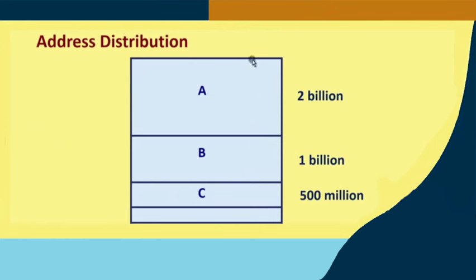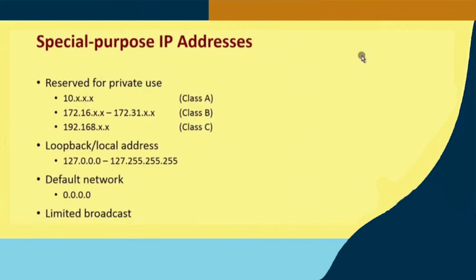Now, address distribution is like this. You see, class A networks are few in number, but in each network the number of computers can be huge. So, in terms of the total number of addresses, class A occupies the maximum, followed by class B and finally followed by class C. Okay. This is the address distribution if you are interested to know. This is how it works.